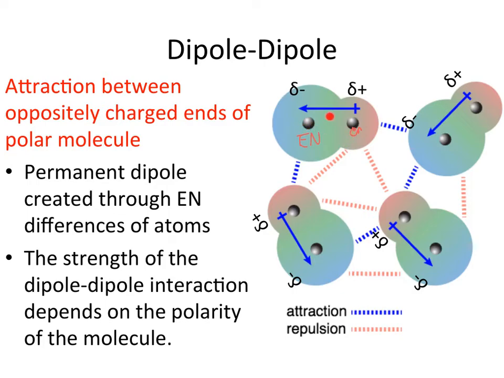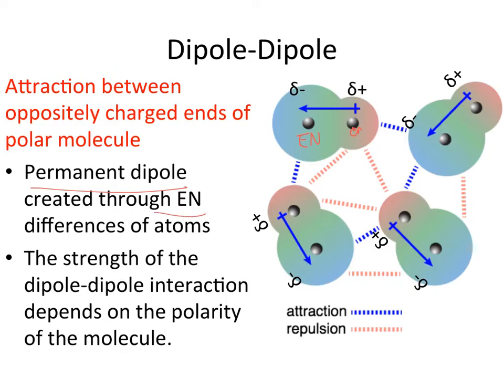Now, the electronegativity of an atom never changes. It's always the same for that type of atom. And so this is called a permanent dipole. Because the electronegativity will never change, the amount of pull of the electrons won't change, and the side that is slightly negative and slightly positive won't change. So it's all based on a permanent dipole through the electronegativity differences of atoms.